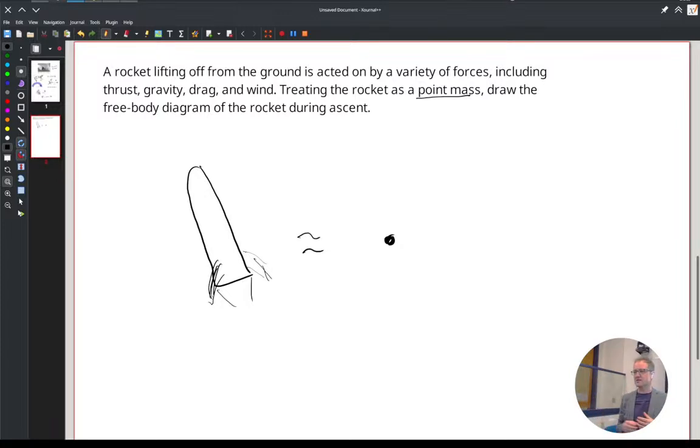What does that change for the object? If it's just at one point as opposed to the whole assembly, you don't have to take into account how different forces are acting on different points of it. There are things like moment that depend on where on the object the force is being applied. So it simplifies it.